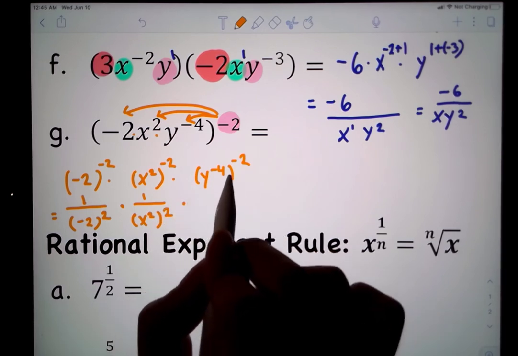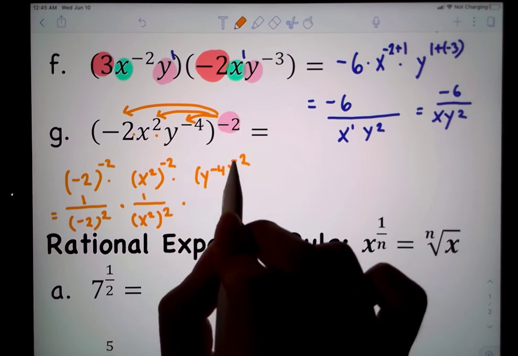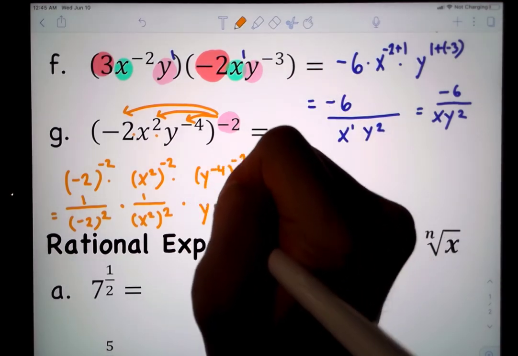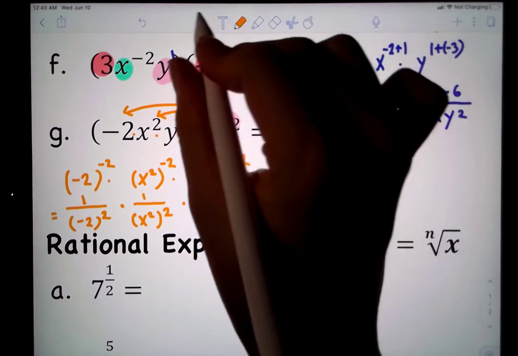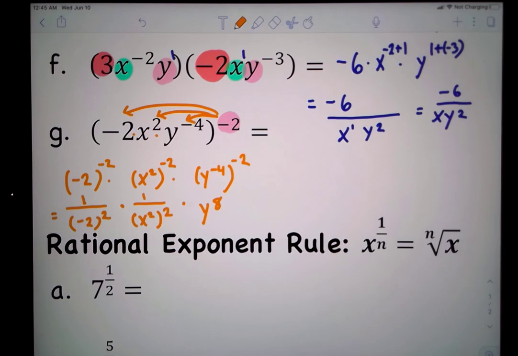But look, this one, before you flip it, look guys, this is negative, negative, negative, negative. Then you can multiply this negative, negative, right? So that one, I'm gonna write it y to the positive 8. Because negative 4 times negative 2, then you will get positive 8.